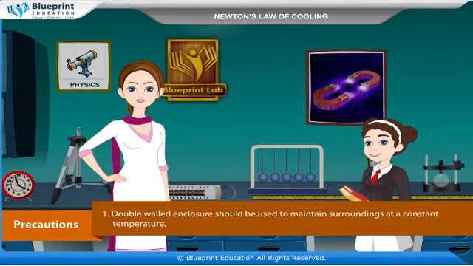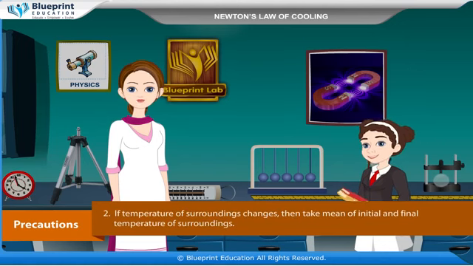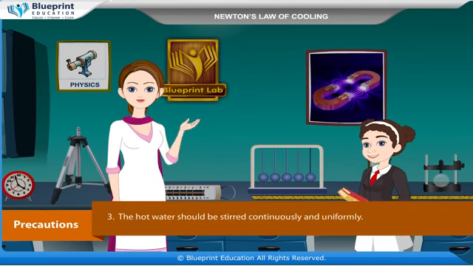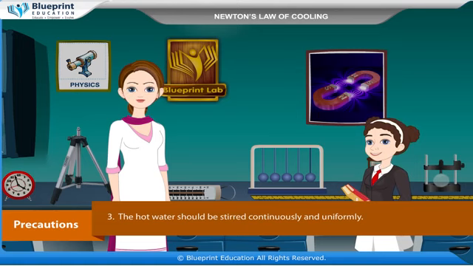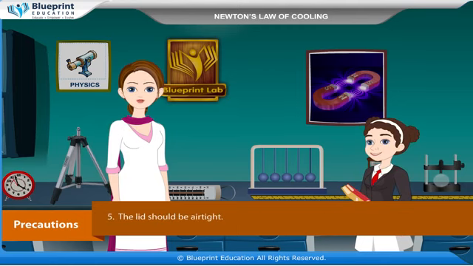Precautions. Double-walled enclosures should be used to maintain surroundings at a constant temperature. If temperature of surroundings changes, then take the mean of initial and final temperature of surroundings. The hot water should be stirred continuously and uniformly. The outer surface of the calorimeter should be blackened. The lid should be airtight.